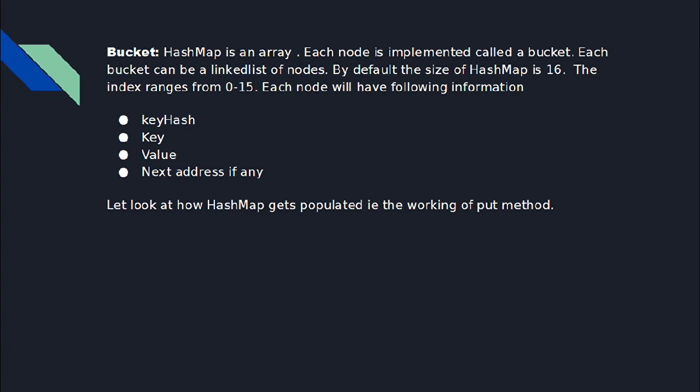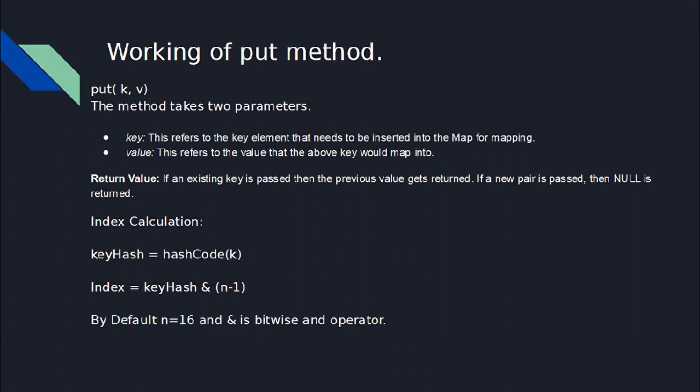Now let's look at how a hash map gets populated, or how a hash map works, starting with populating the hash map using the put method. The put method is used to put data into our hash map. It takes two parameters, key and value. Both are of type object.